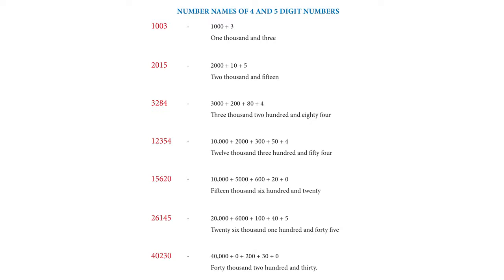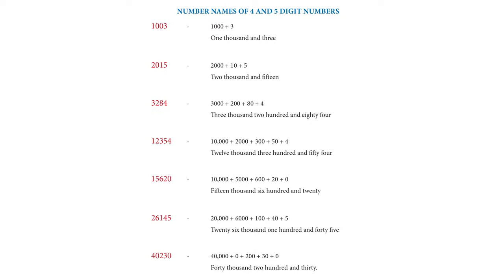Then when it comes to 5 digit numbers, 12,000 plus 12,354. Did you see the change? That is, we use a comma and also we use 12,000. Up until now we only use 3,000, 2,000, 1,000. Now we are going into double digit numbers.